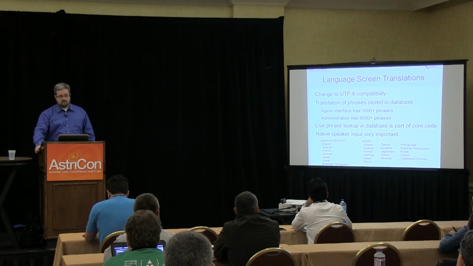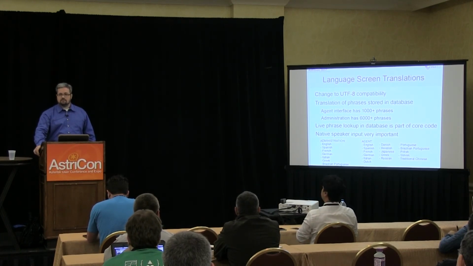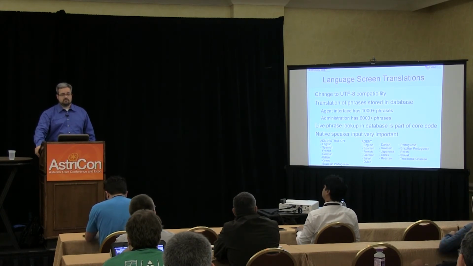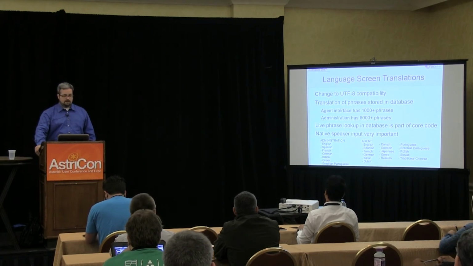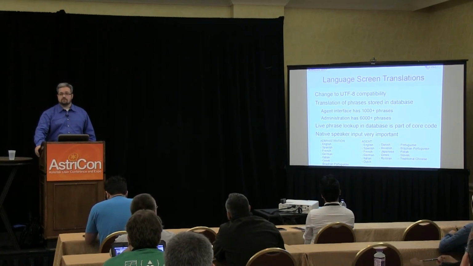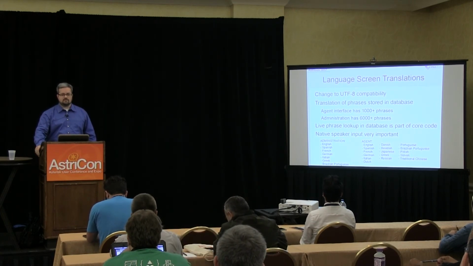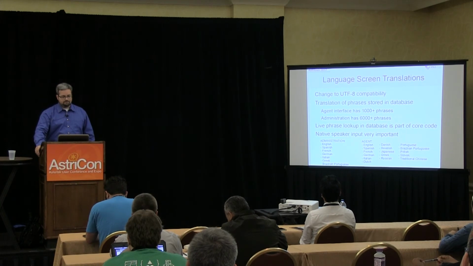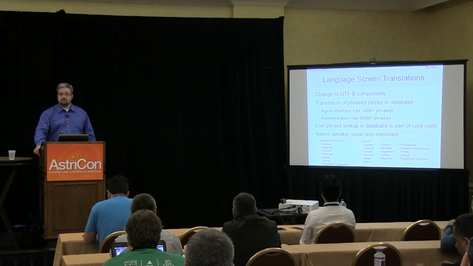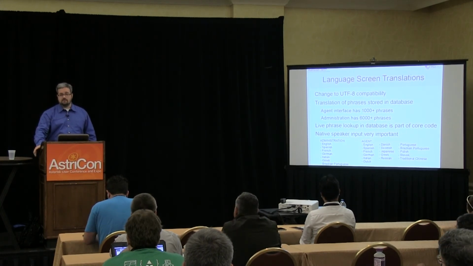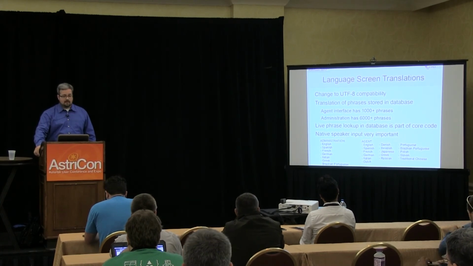Live phrase lookup is part of the core code now. Really, it had very little to no impact on load, which is something that surprised me, but we did a lot of testing before we put it live. We looked at a lot of different options for translations. There were about four options out there. Just doing the live translation directly from the database was the most efficient, the easiest to integrate with what we had. It ended up being very low load, so that was great.